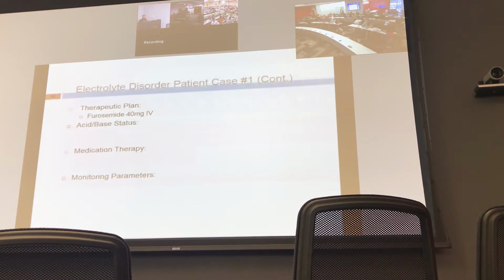So we'll move on. So what is the acid-base status? What is the acid-base disorder we've got going on here? And how would you recommend treating that? We will do group 22 in Albany.